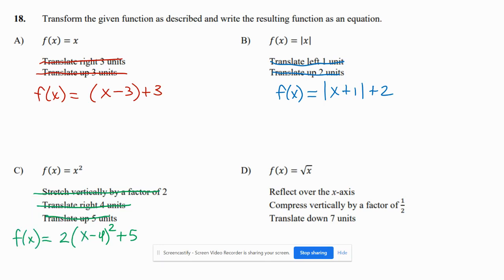D is square root. Okay, so we have f of x. We want it to reflect, so there's going to be a negative a. We want it to compress vertically by a factor of 1/2. So a will also be half. And then we want it to translate down. There is no left to right movement, so the only thing underneath the radical will be x. Down 7 means our k will be a minus 7. And that is it.